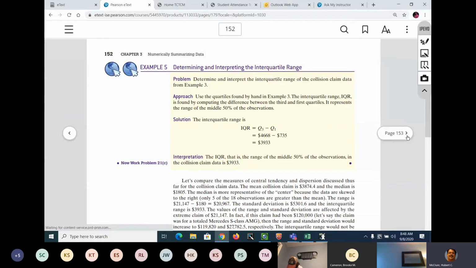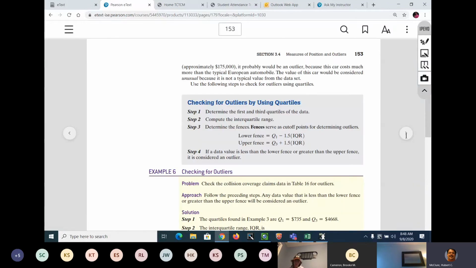And then if we want to find our lower parameter, that's going to be the first quartile minus 1.5 times the interquartile range. And the upper is going to be the third quartile plus 1.5 times the interquartile range.